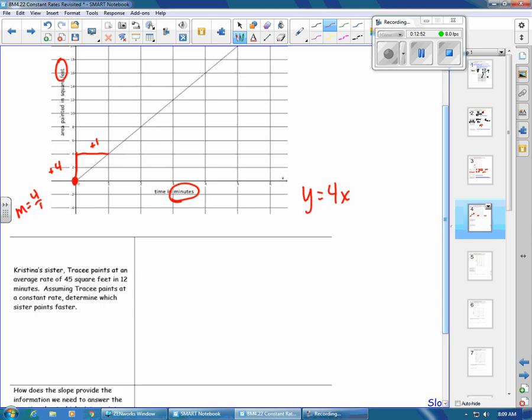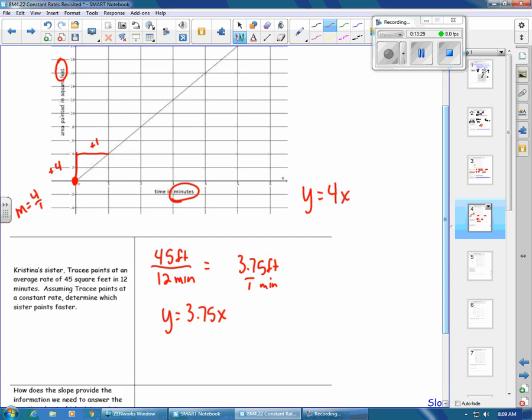Go ahead and set that up. So remember, whatever she's doing over the time. So we're going to have 45 feet over 12 minutes. Do the division to find out how many feet she does in 1 minute. So 45 divided by 12 is going to be 3.75 feet in 1 minute. So if I've got this equation, I'll have y equals 3.75x.